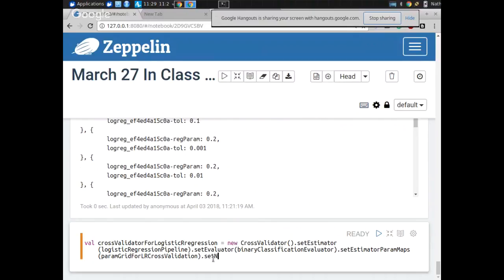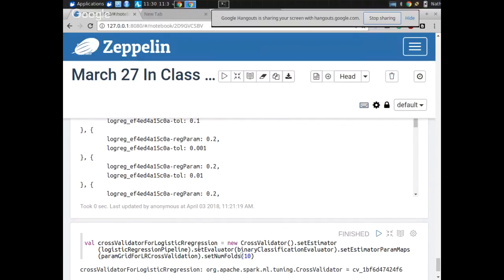Finally, we're going to set the number of folds to be 10. You notice this very functional style. Each of these provides something. Each of these takes that and changes it and returns a thing with that set, returning back another object, which is then processed by this operator. This is a pipeline, just like so many pipelines we've seen in functional programming. It just processes it along.